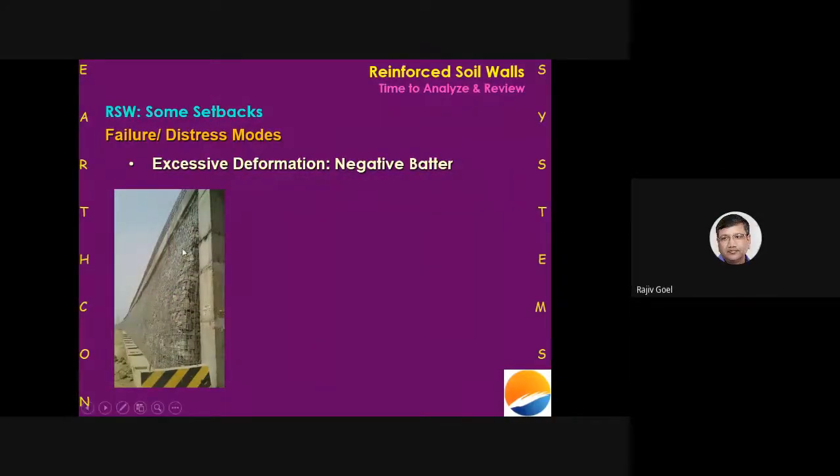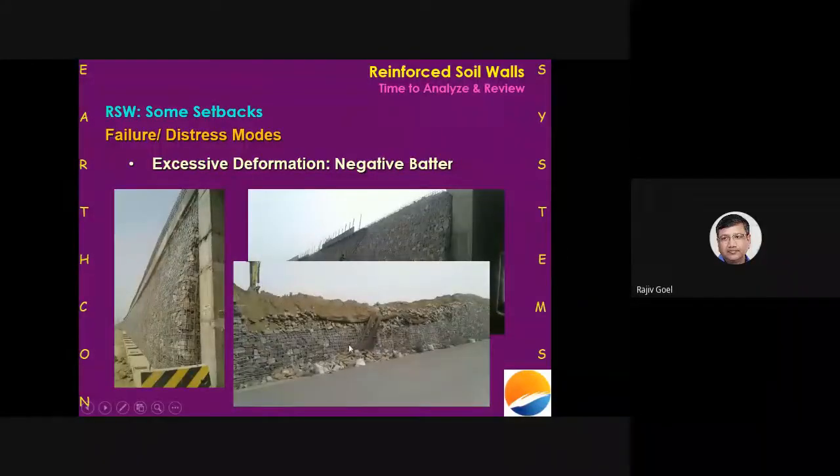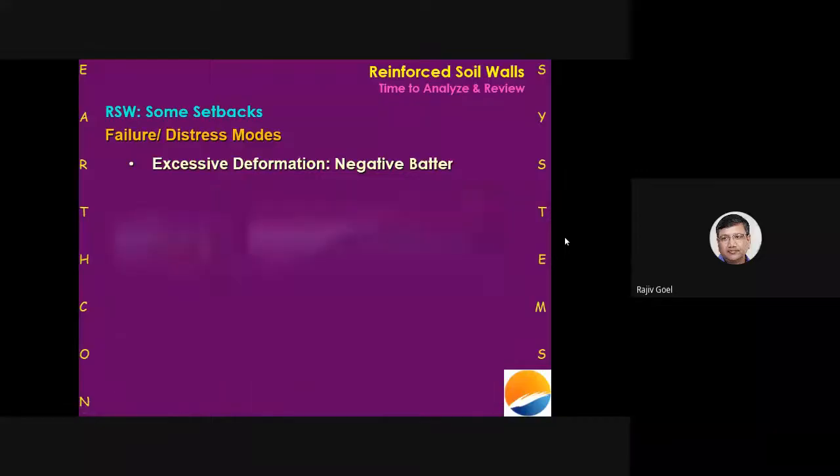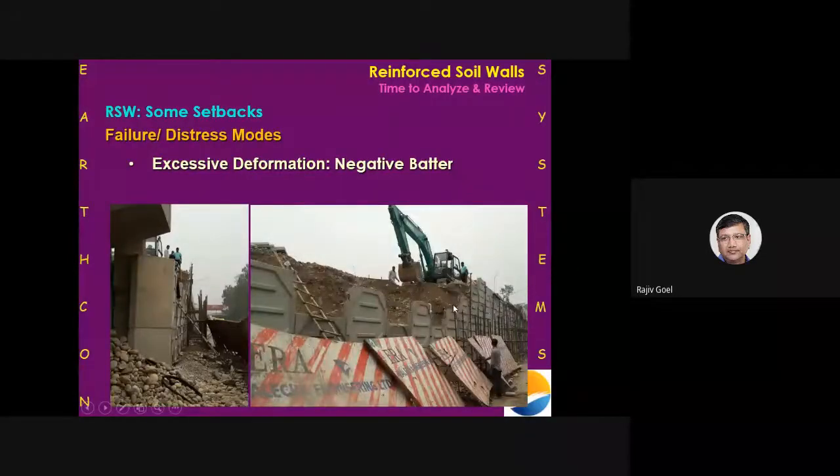We have also tried a new fascia in India, which is the welded wire mesh face. This is how it looks from the surface, but this experience also has not been very good. And at times, this has been dismantled and reconstructed. Again, a couple of examples of negative batter. You can see this wall has leaned outwards. And as I said, there is no simple solution. You only have to redo it.